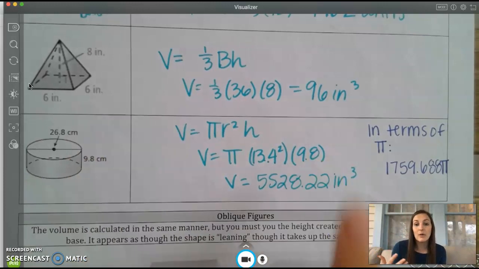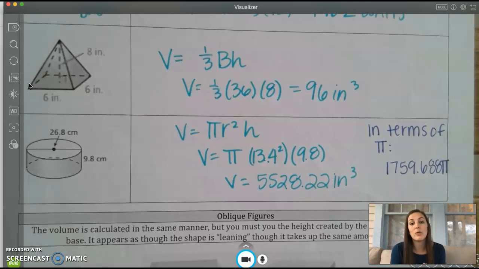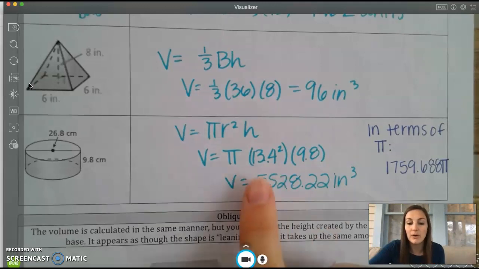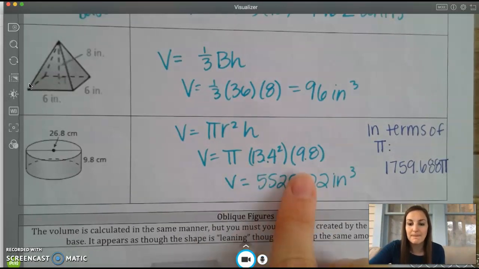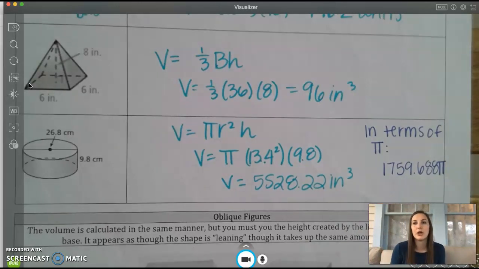So Math Excel will ask you for two different options. It'll ask you for your answer in terms of pi, and then it will also ask you for your volume with a decimal. In terms of pi just means multiply all of the numbers together that do not have pi, meaning I'm going to multiply 13.4 squared times 9.8. And when I do that, I get 1,756.688 pi. So if I had something like 2 times 10 times pi, my answer would be 20 pi. It's just like how we will leave a final answer with something like 2x. Think of pi as a variable.